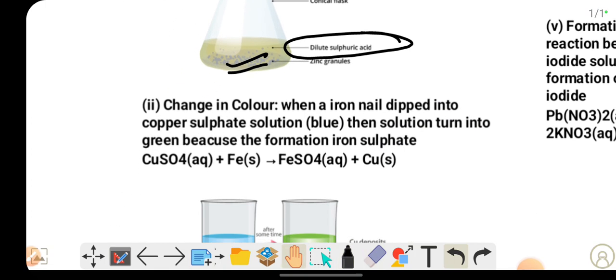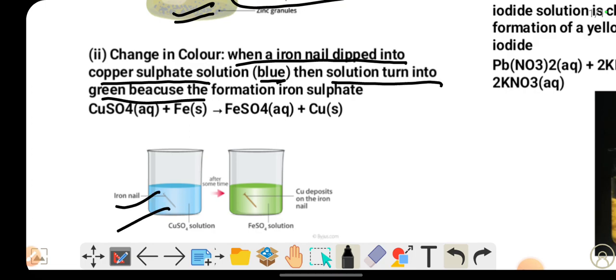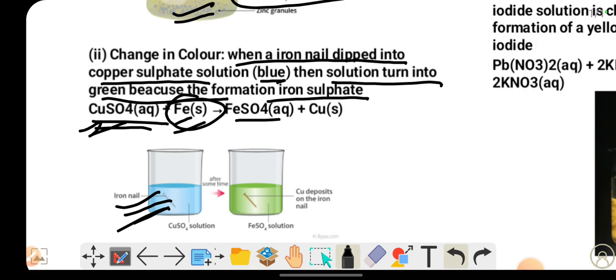And the second is change in color. So listen, when an iron nail is dipped into copper sulfate solution, okay, this solution is blue, and then the solution turns green because of the formation of iron sulfate. Here copper sulfate is a blue color solution. When we dip iron in copper sulfate, then iron displaces copper from copper sulfate, and forms the ferrous sulfate compound. This is green in color. So this is the best example of change in color.